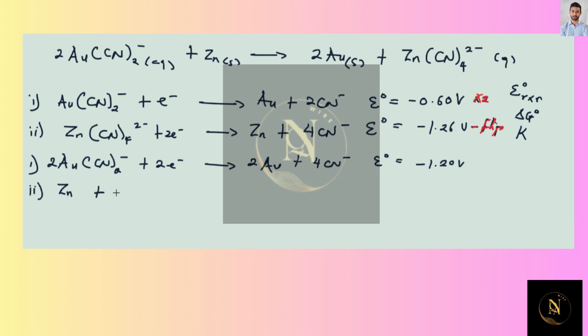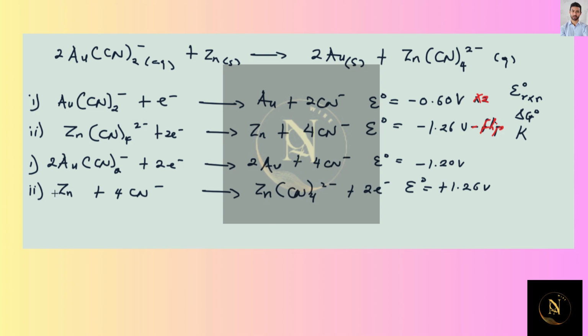And when we flip this, we will have Zn plus 4CN minus to produce Zn(CN)4 2 minus, just one of it, we're not multiplying, plus 2 electrons. And the reduction potential for this will be positive because we flipped it, so that will be 1.26 volts.